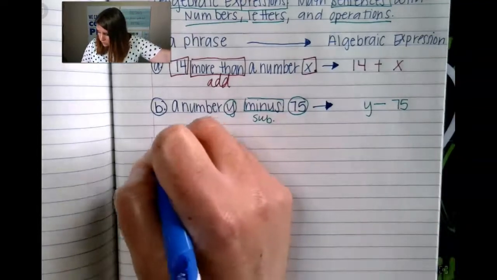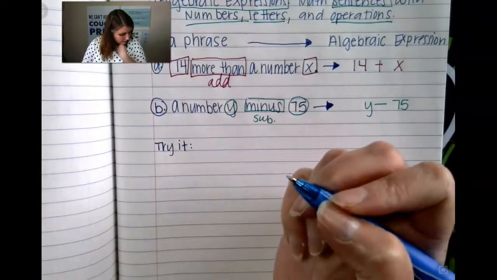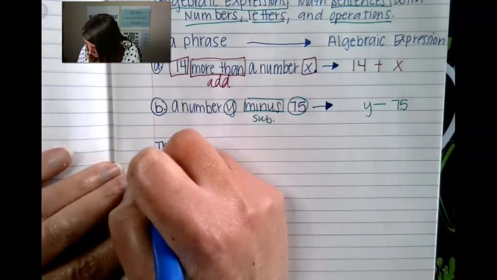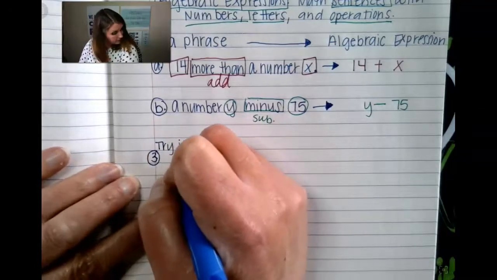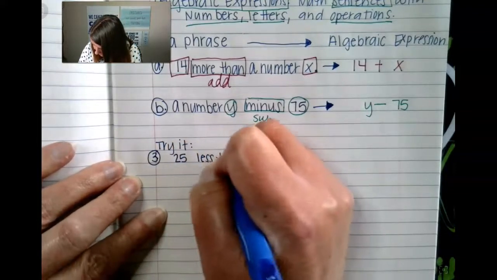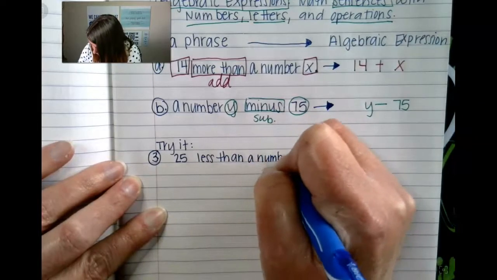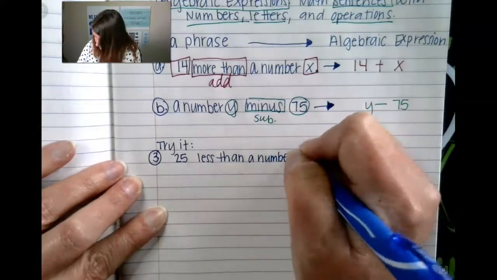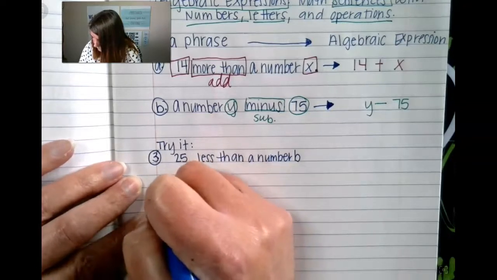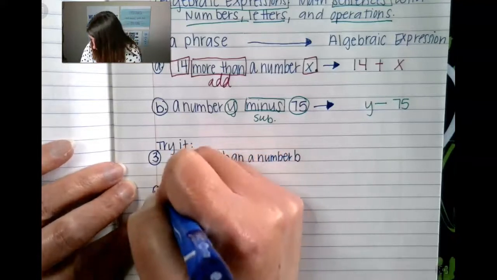I want you now to do a try it. Your try it is try it number 3 in your book, and it says 25 less than a number b. Isn't that nice? And then try it number 4. It says a number x divided by 4.